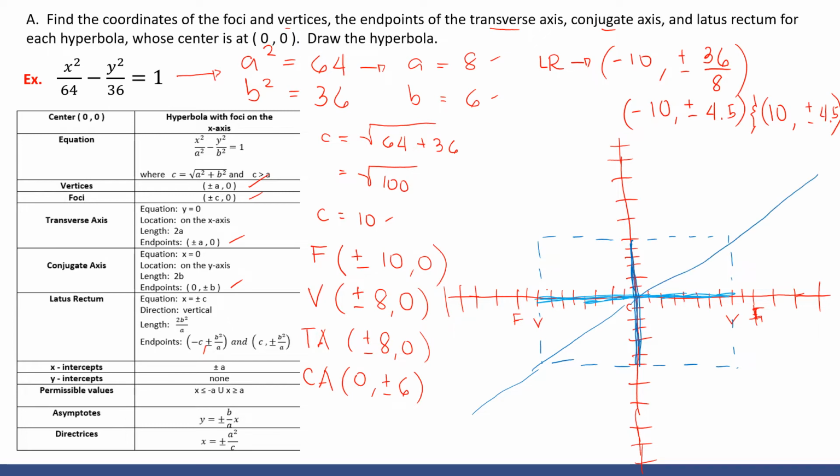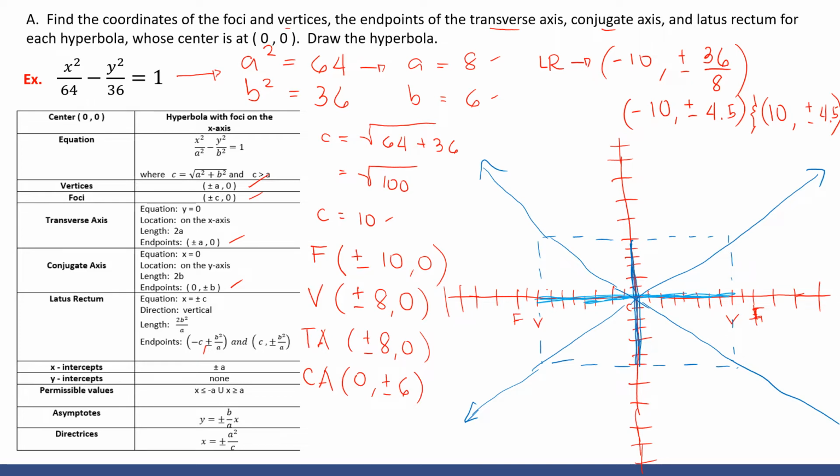Okay? Tapos, doon sa kabila, i-connect natin yung endpoints ng ating auxiliary rectangle. At syempre pa, etong line na to will serve as our asymptote. Tandaan nyo kanina? Okay? And then, for the endpoints of the lattice rectum, since this is your vertex and this is your focus, kita nyo, no? For the endpoints of the lattice rectum, we have negative 10, positive 4.5, and negative 4.5.